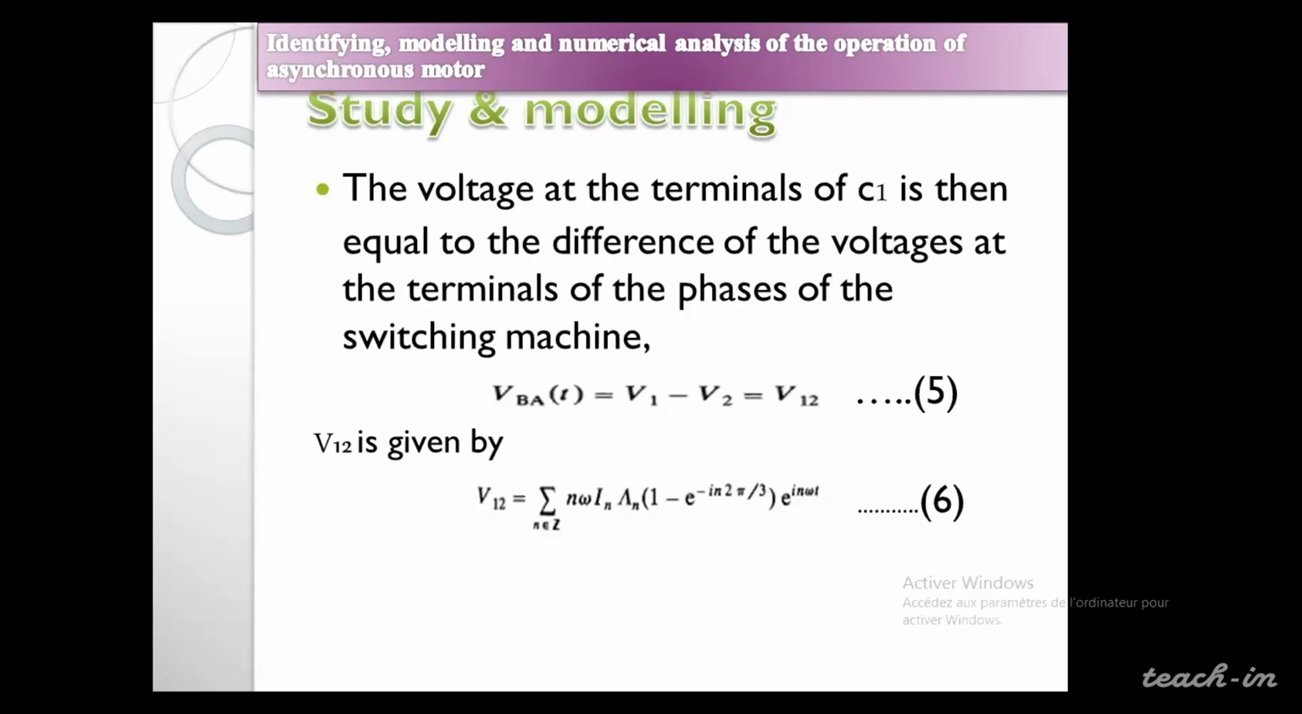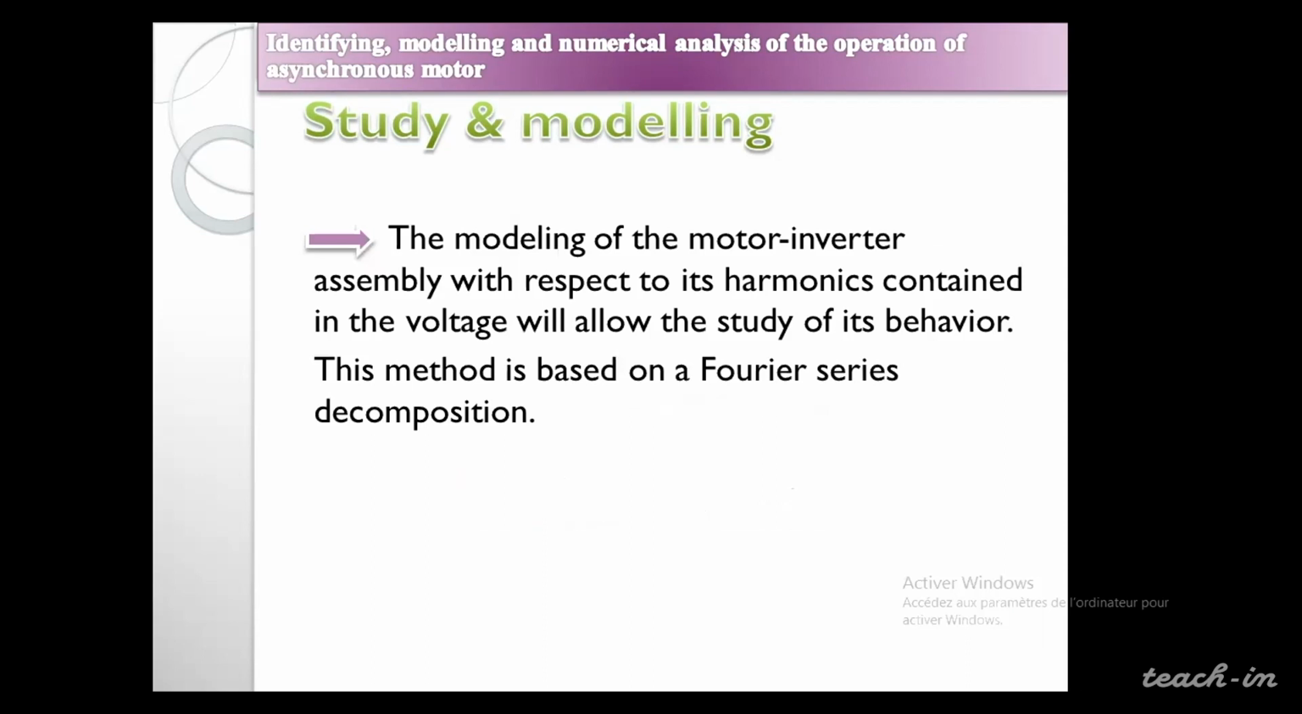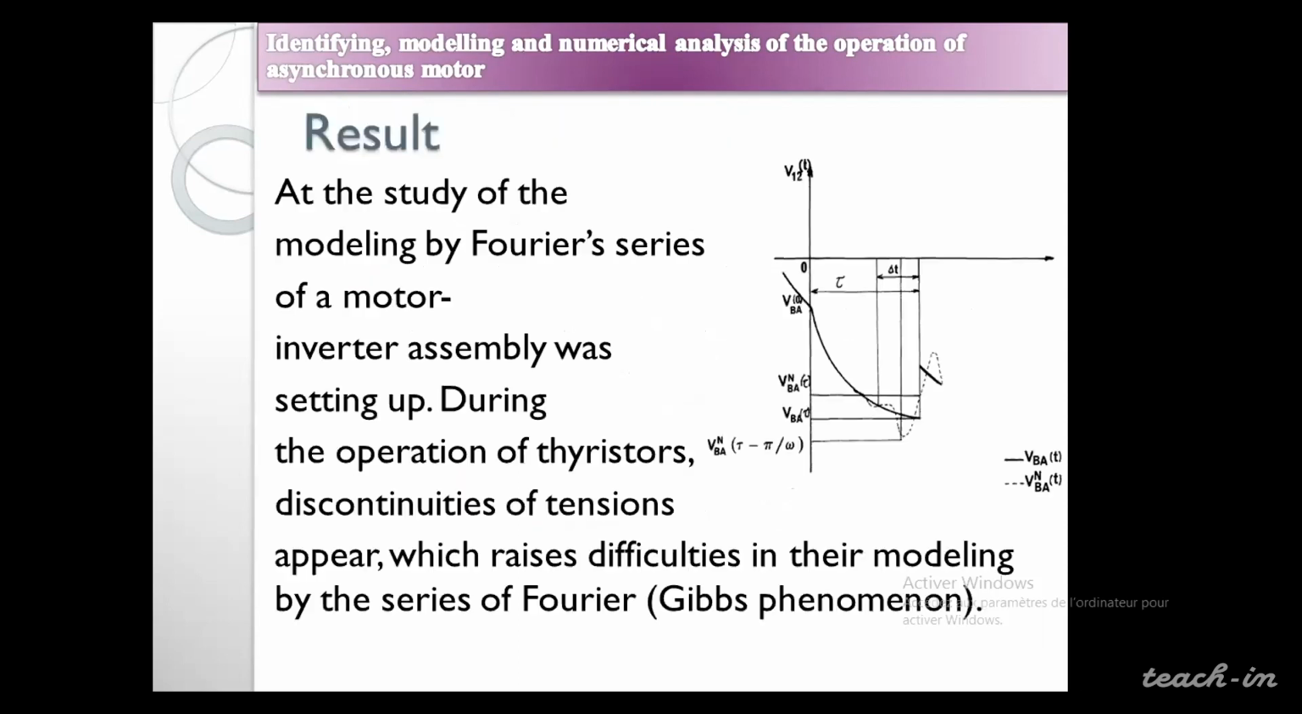So here we know that In is the Fourier coefficient of the total current I. In is given by this formula, as you see here, with the initial condition and also with ICn minus E, where E1 is the sum of known terms. So the modeling of the motor-inverter assembly with respect to the harmonics contained in the voltage will allow the study of its behavior. This method is based on Fourier series decomposition.